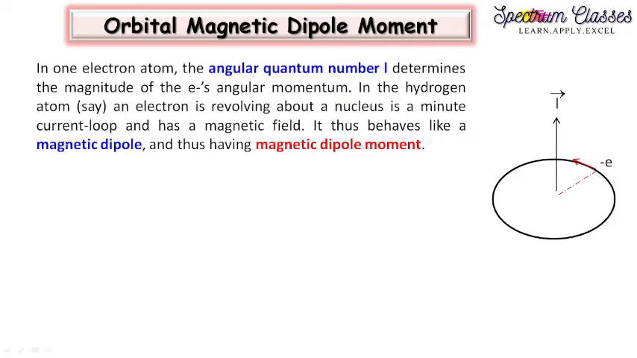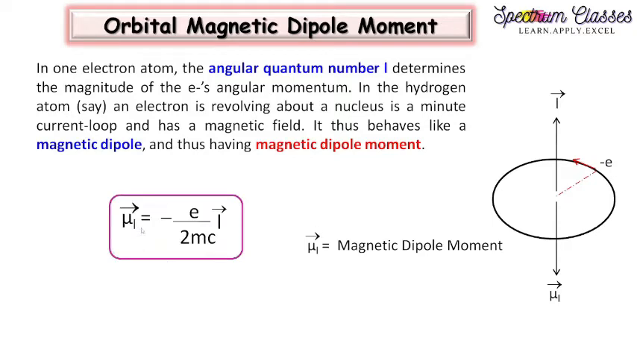In the hydrogen atom, an electron is revolving about the nucleus, which I have told you earlier, in a minute current loop and has a magnetic field. It thus behaves like a magnetic dipole. Since this moving electron is behaving like a magnetic dipole, it has a magnetic dipole moment too, right? That magnetic dipole moment is represented by this mu L. This is our magnetic dipole moment and it is related by this relation.